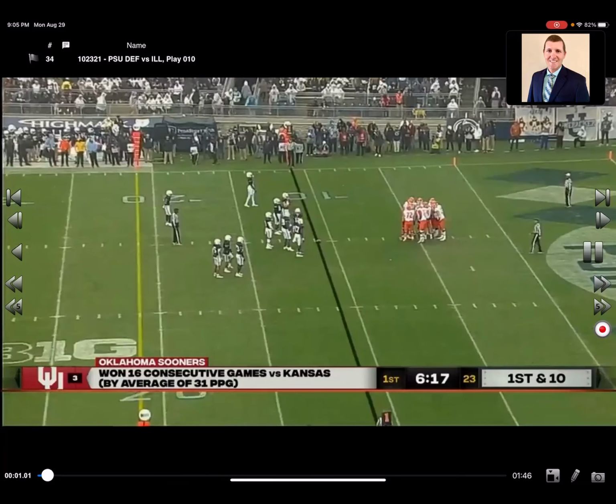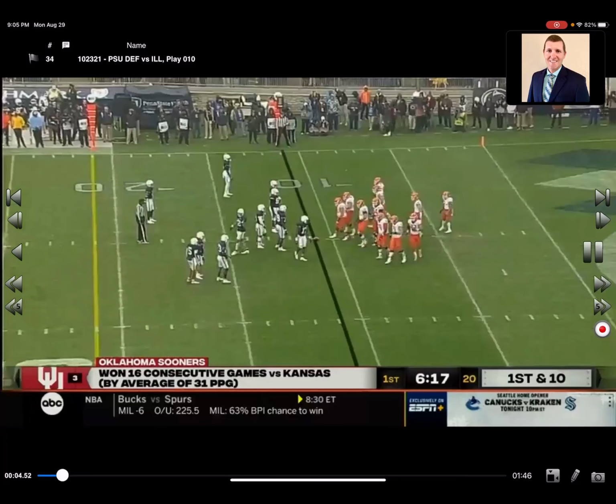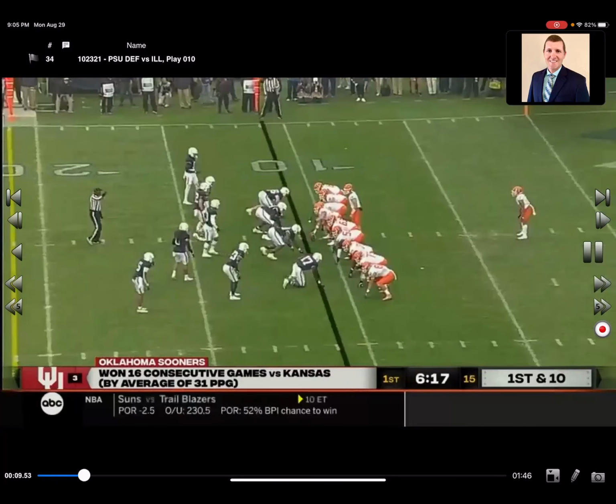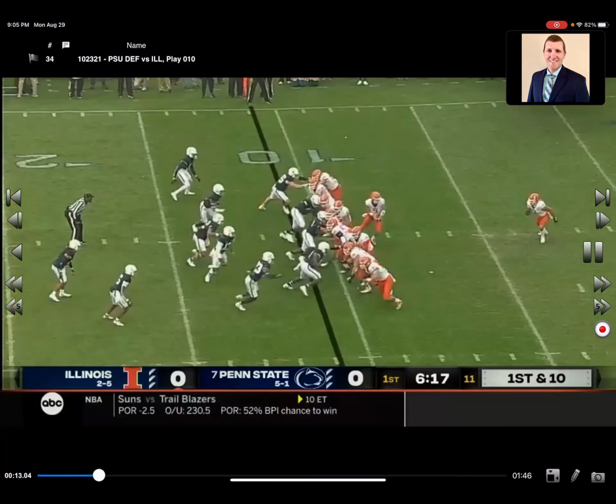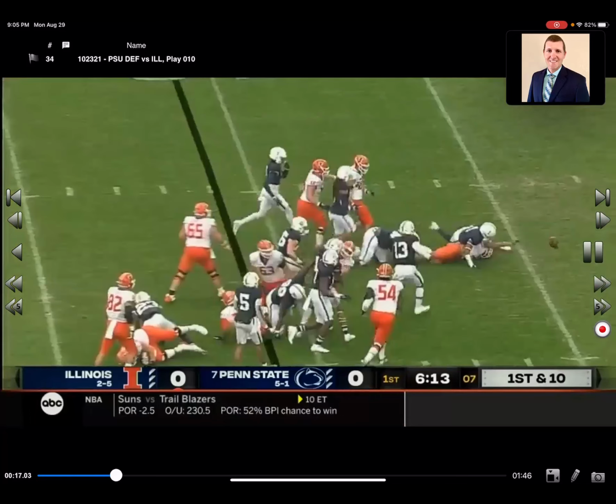If you haven't seen this play, it's a little interesting. Illinois off to a good start with 47 yards rushing. They have leaned on their offensive line so far. Here's Chase Brown. This time he's got nowhere to go, and the ball pops out.